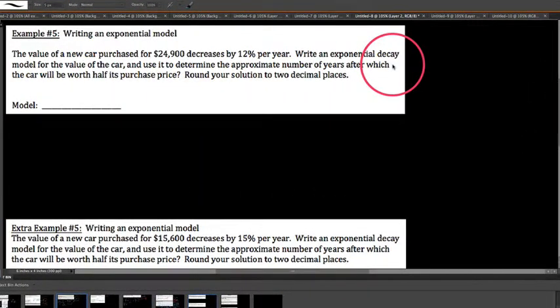Okay, YouTube, in this video we're going to continue to practice writing exponential growth and decay models and then using that information to make some predictions that we're interested in finding. And so let's go ahead and really quickly write out our growth model.